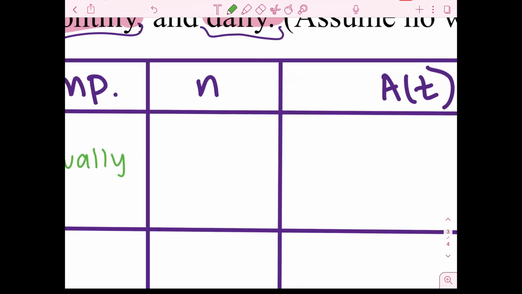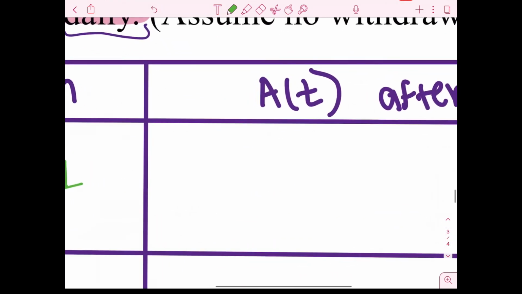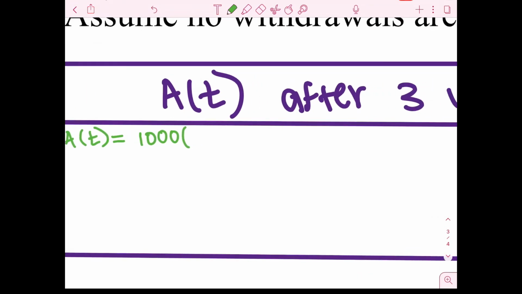Our n is going to be 1 because we're compounding once a year. And I'm going to write out our formula here. So obviously everything is equal to A of t, but I'm going to start off with this. A of t is equal to 1,000, so our P, times our 1 plus our R, so 0.12, divided by our n, so once, to the power of 1 times 3. And this is our n, this is our t.